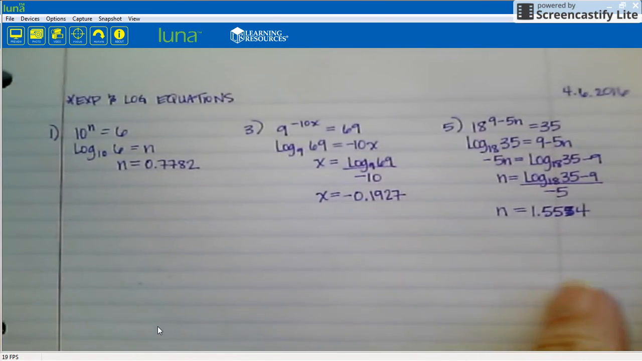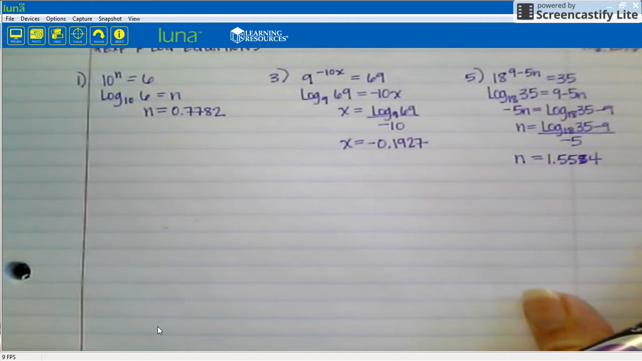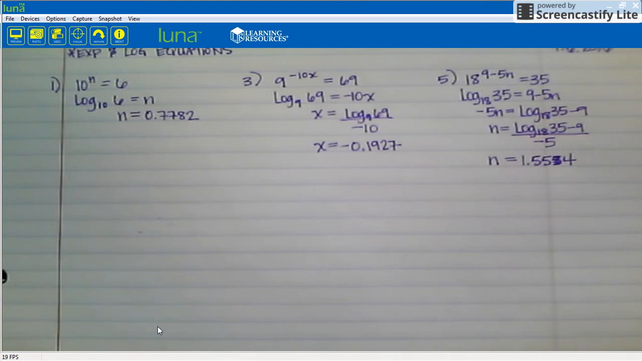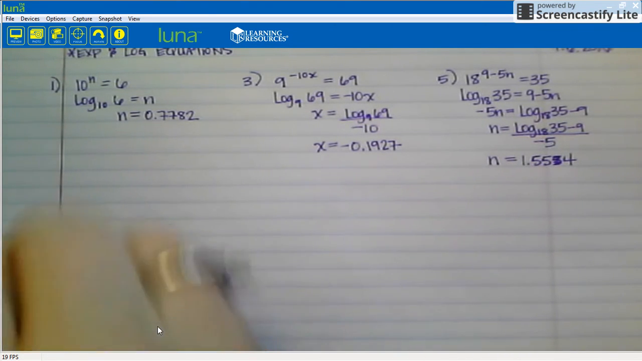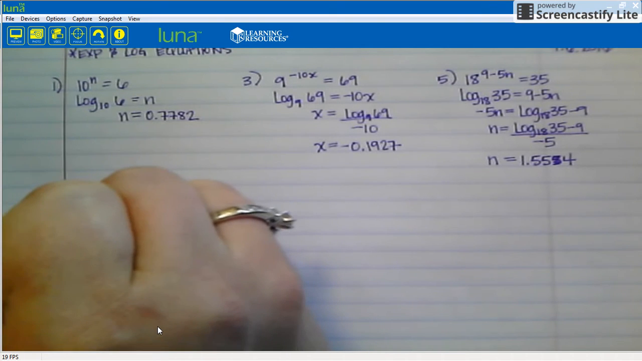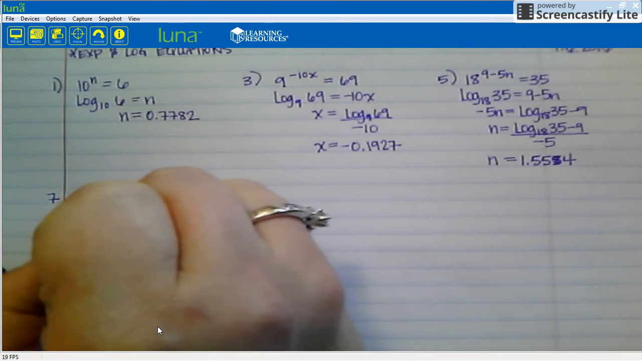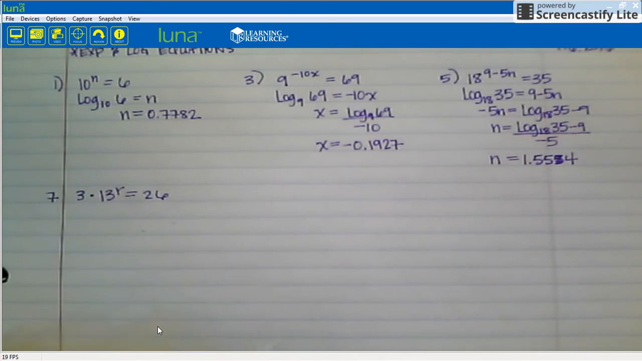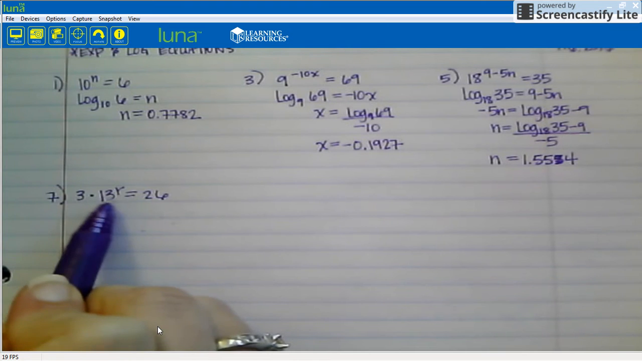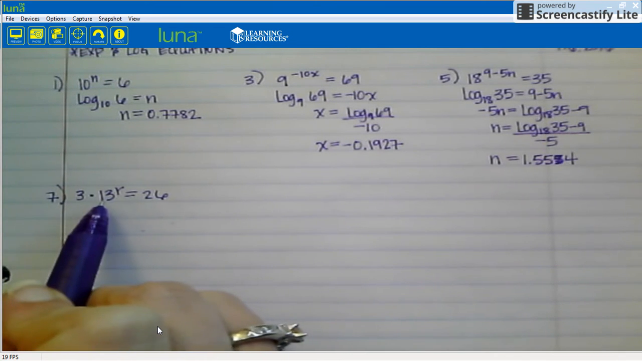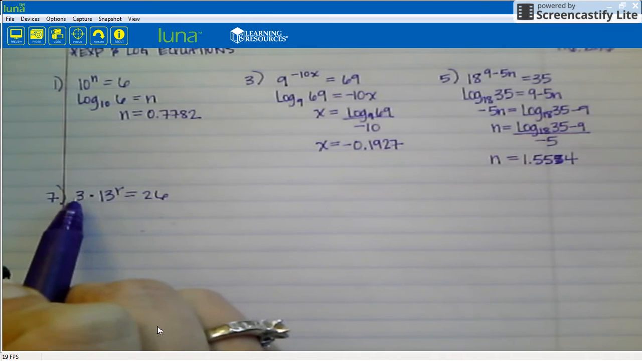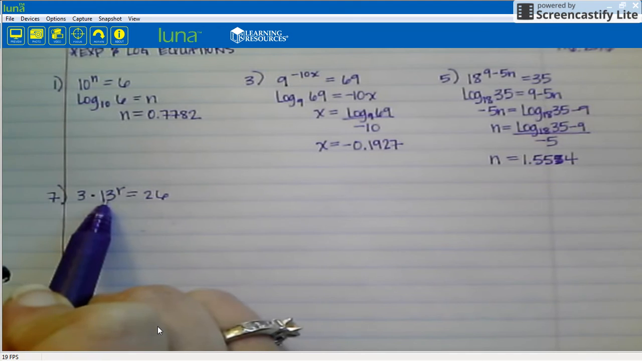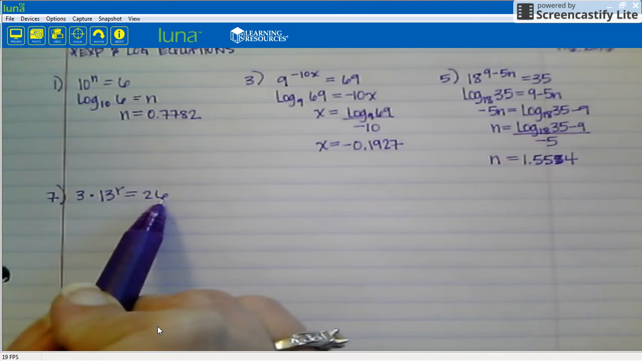Moving on to number 7, they get a little more complex because it's not always going to be as neat and clean as your exponential already being isolated. So in number 7, we have 3 times 13 to the power of r is equal to 26. Now, the most common mistake that students make is they want to multiply this 3 and 13 together, but you can't do that because the 13 has an exponent of r and the 3 does not. So the only way that I can get rid of this 3 so that I can isolate the exponential is to divide both sides by 3.